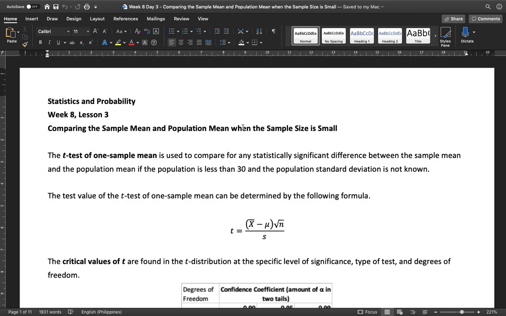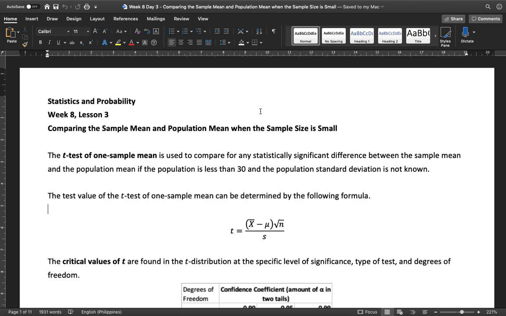Hey everyone, today we're going to discuss comparing the sample mean and population mean when the sample size is small. In our previous lesson, we've already learned how to compare the sample mean and population mean. But in that case, ang napag-aralan natin is kapag malaki yung sample size. Specifically, if n is greater than or equal to 30. Ngayon, anong gagawin naman natin kung yung sample size natin is small? So we're referring here to a sample size that is less than 30.